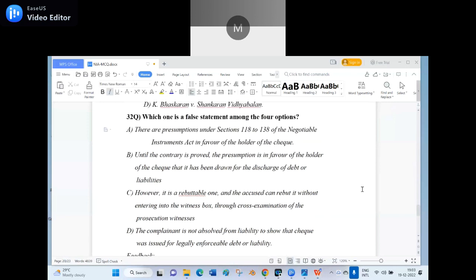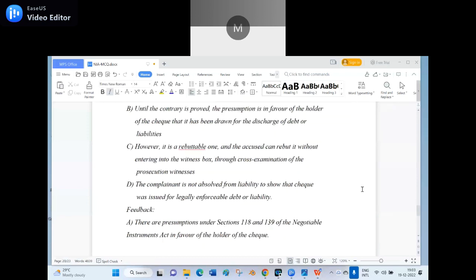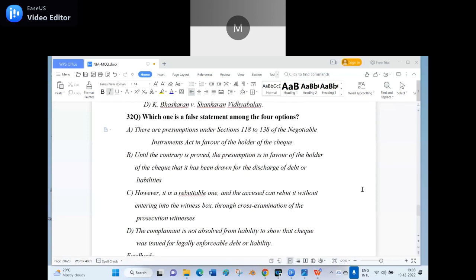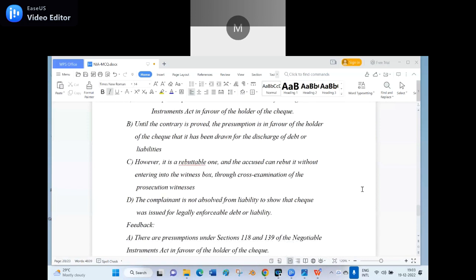Yes, sir. Actually, I thought of making you confused and changing the other options. But I said, no, let me make it obvious with Section 138, so I did not change it. 118 is right. So the wrong answer is that presumption starts from 118 to 139. Is it clear? The others are very, very right. No change at all.